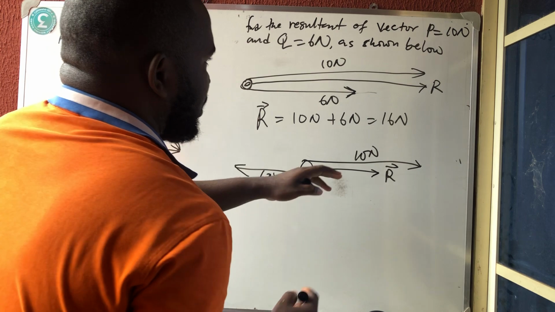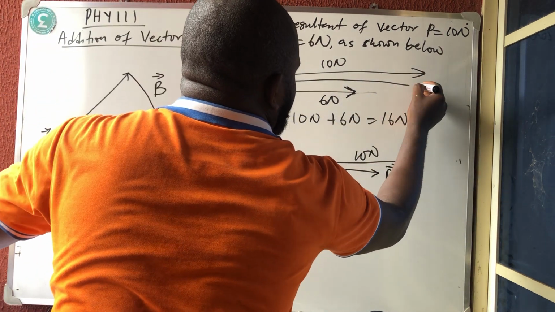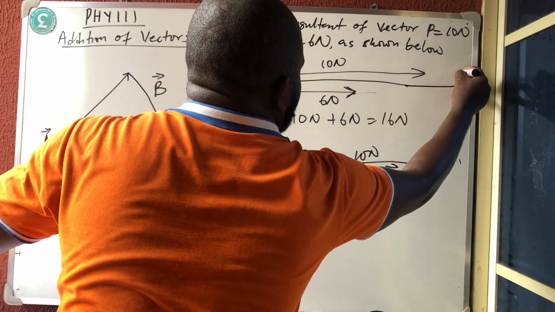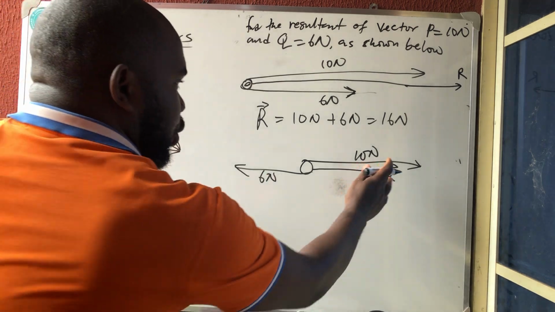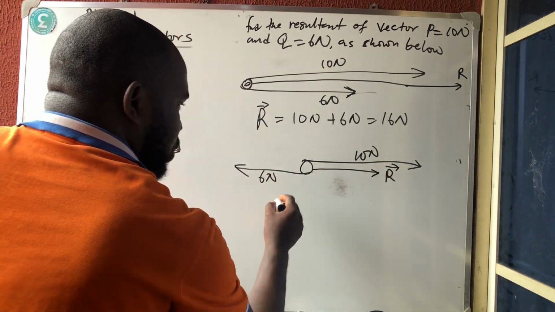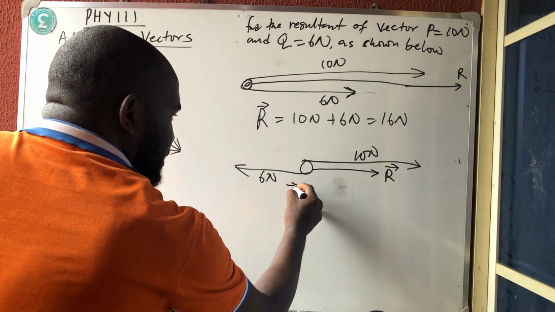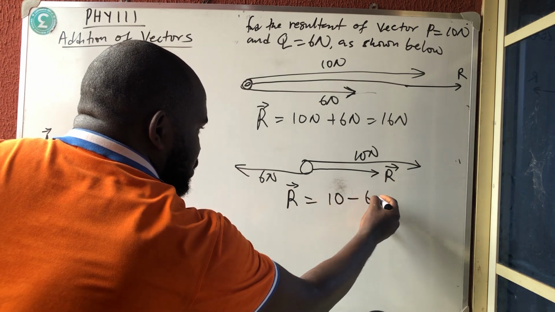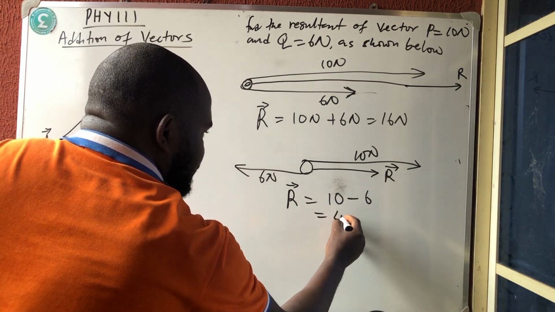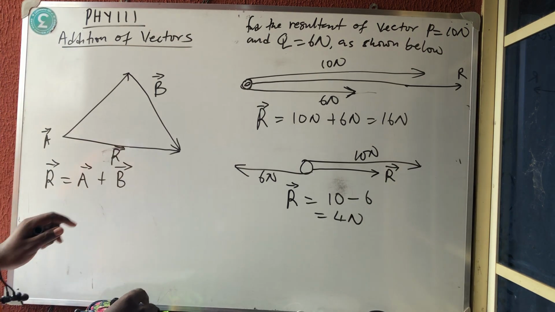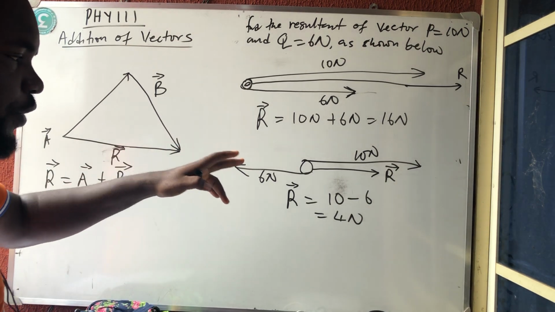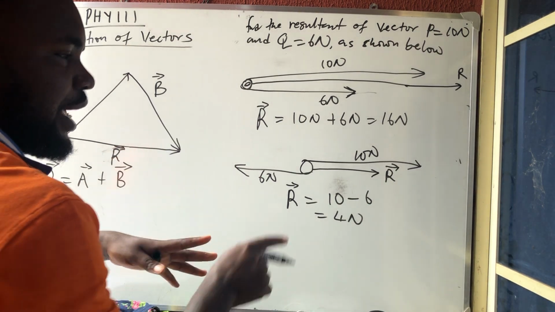If you notice the resultant, I should make this one longer. This one's supposed to be longer, but this one is shorter because they are moving in opposite directions. So the resultant here is simply what? The bigger one minus the smaller one. So I'm having 4 Newton. And the resultant of this vector is moving in the direction of the higher one.